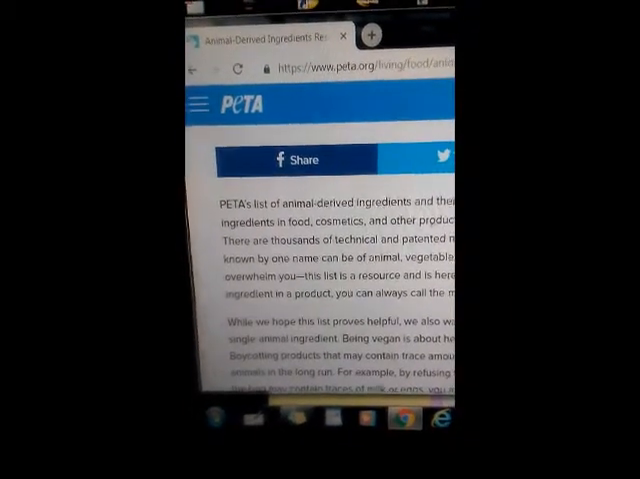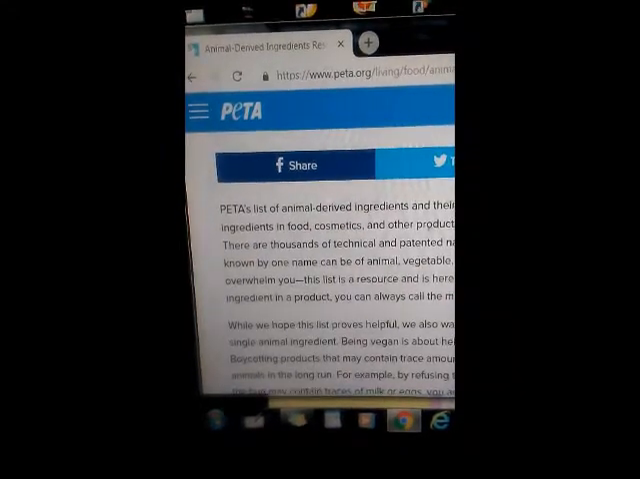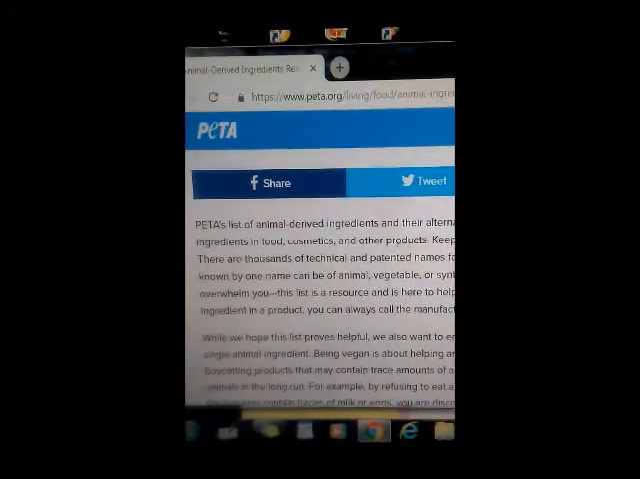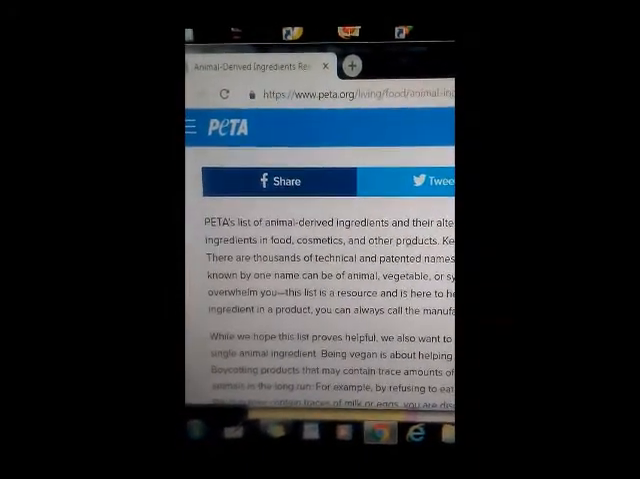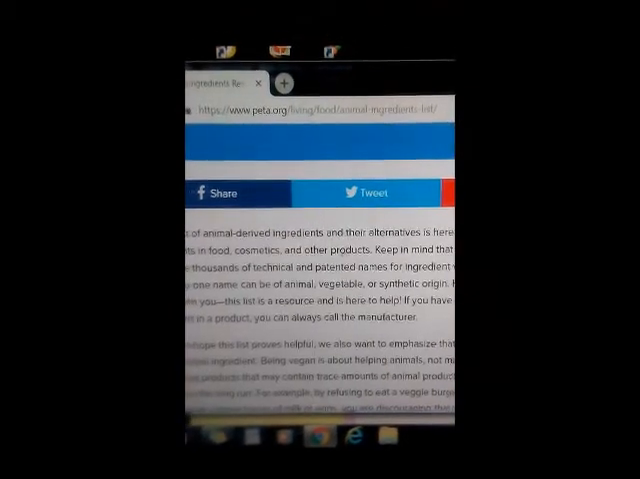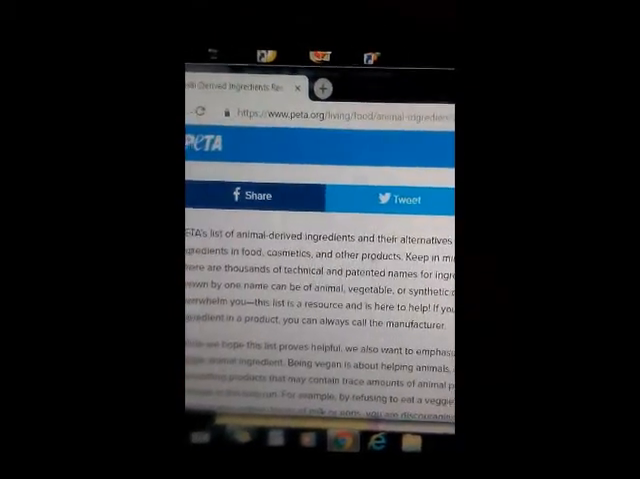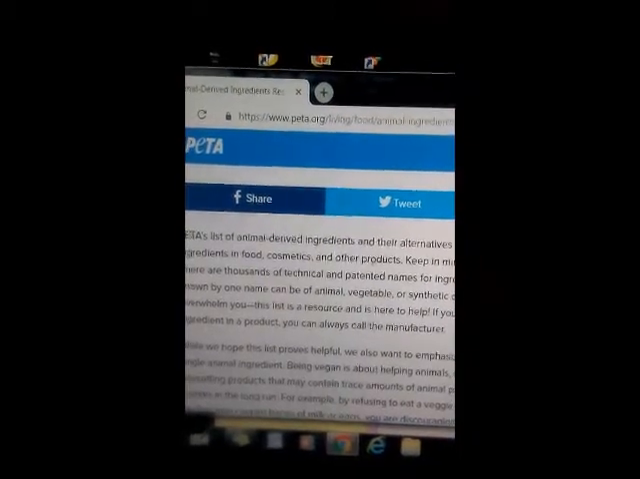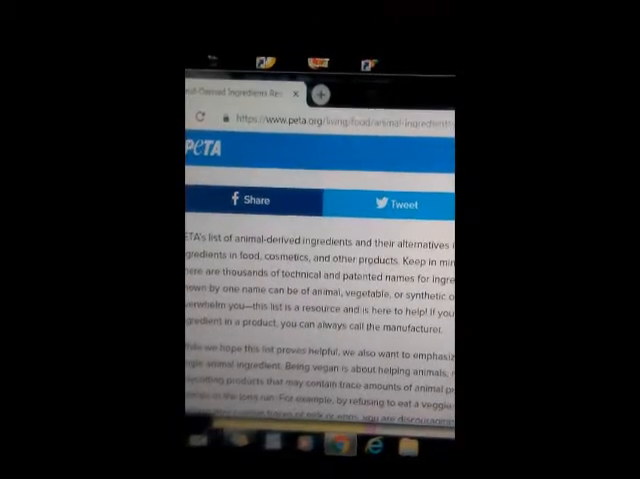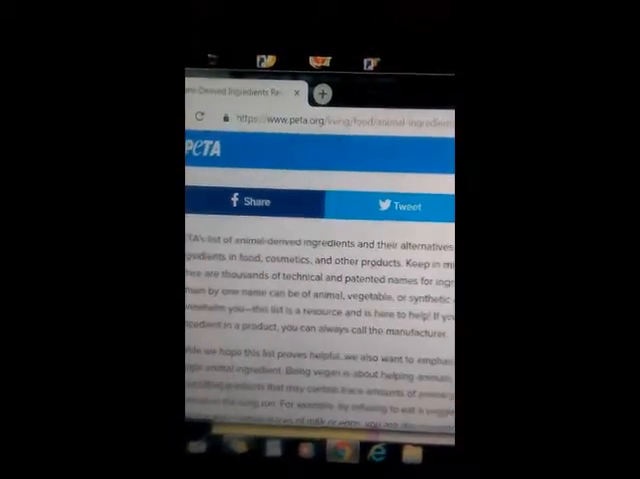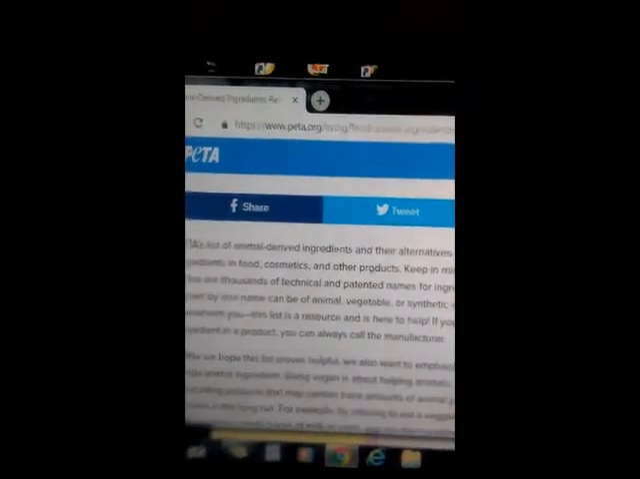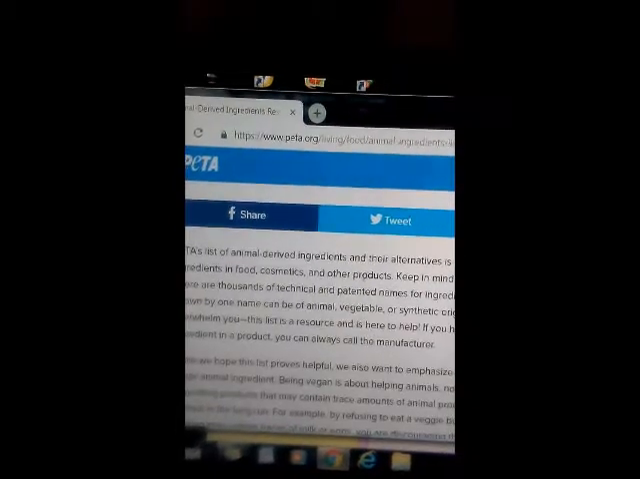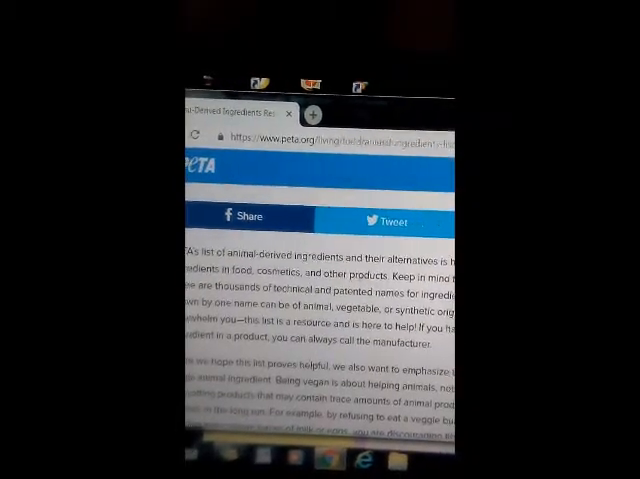So anyway, this is PETA's list of animal-derived ingredients and their alternatives. It is here to help you avoid animal ingredients in food and cosmetics and other products. Now, keep in mind that this list is not all-inclusive. There are thousands of technical and patent names for ingredient variations. Many ingredients known by one name can be of animal, vegetable, or synthetic origin. However, don't let all this overwhelm you. This list is a resource and is here to help. If you have any questions regarding an ingredient in a product, you can always call the manufacturer.